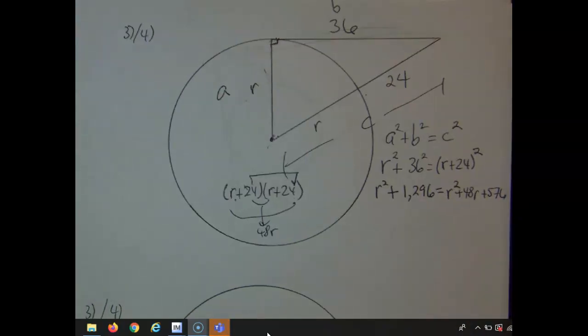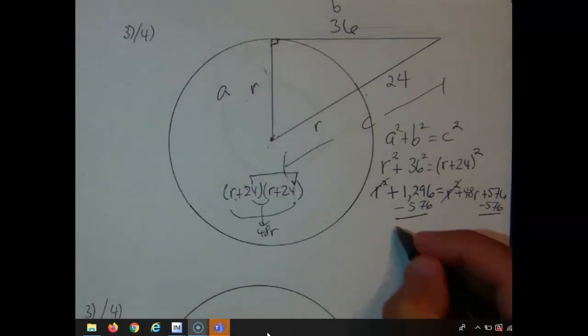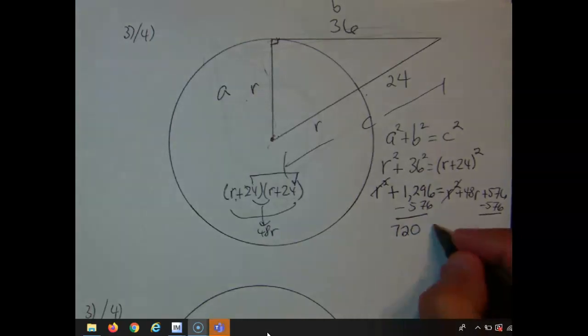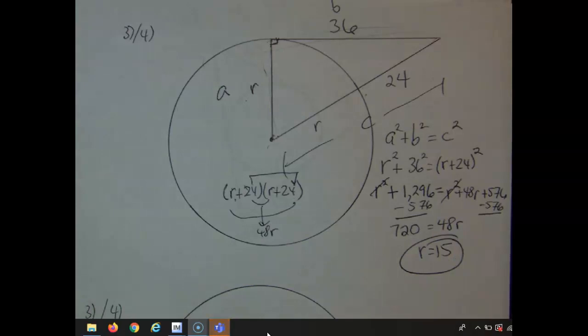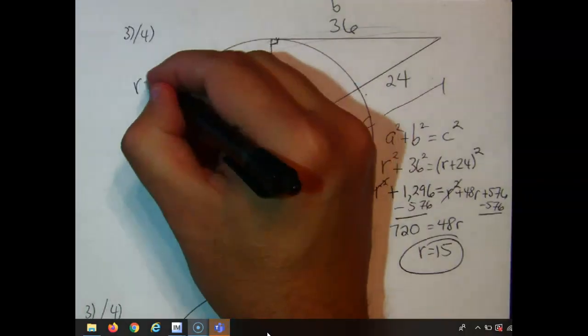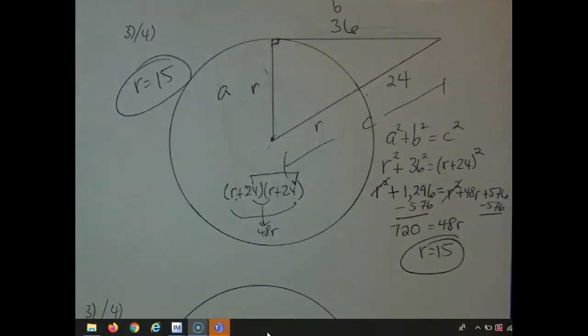Now let's solve for R. Thank goodness our R squares cancel out, so you will not have to factor or do the quadratic formula. Let's bring the 576 over. Minus 576. This gives us 720 equals 48R. Divide, and the radius is 15. And that's how you find the radius or the variable of number 3 and 4.